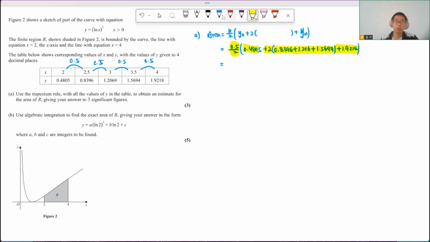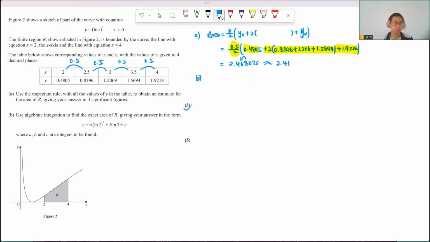So then the final answer will be 2.408075, and they want us to leave it to 3 significant figures. So that has to be 2.41 because the 8 rounds up. Okay, part A is done, 3 marks, nice and easy.